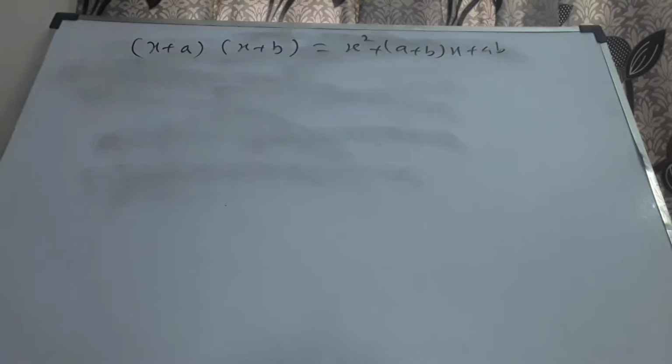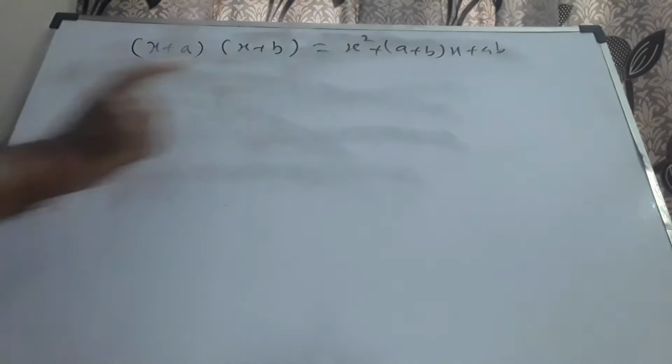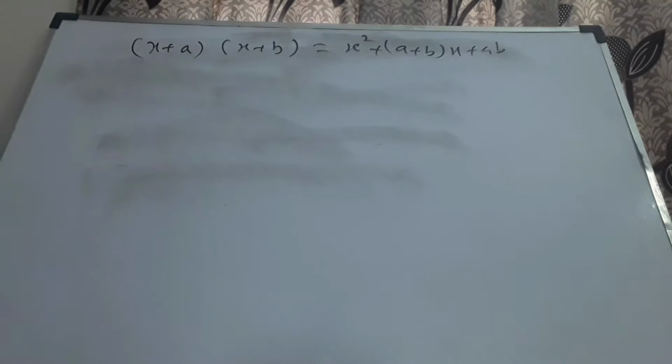This is called an identity because it is going to be true for any real values of x, a, b. Whatever values are given to the variables x, a and b, I'll get the same answer as the right hand side. Therefore, it is called an identity. It is in terms of algebraic quantities, therefore it is called an algebraic identity.